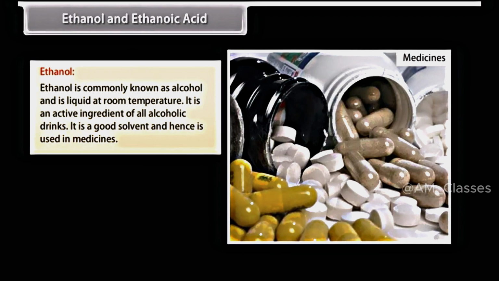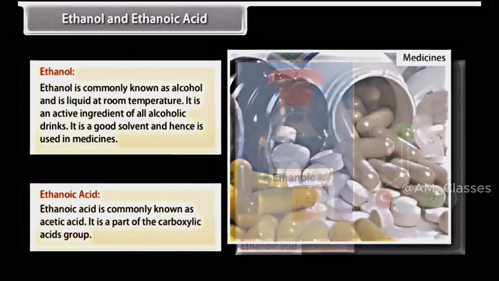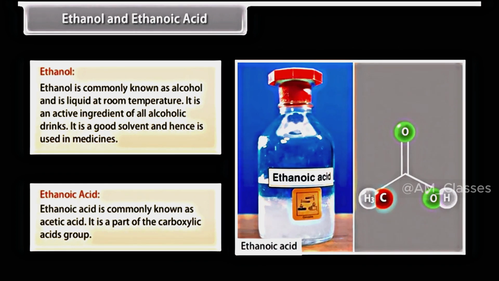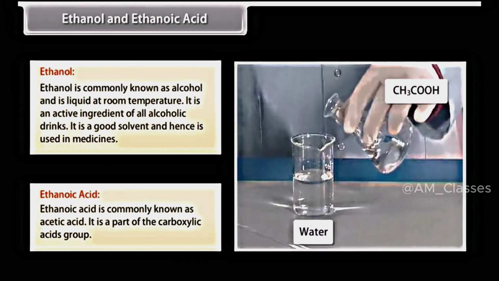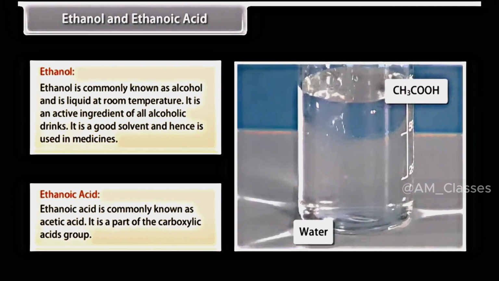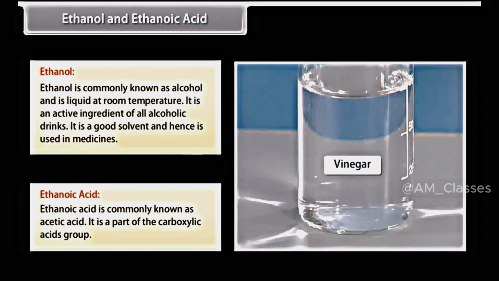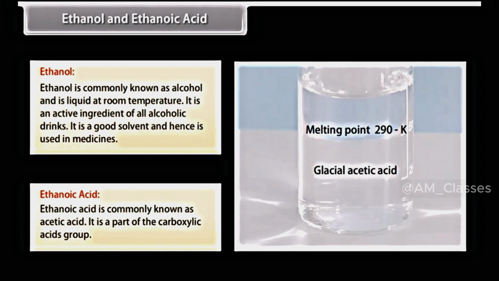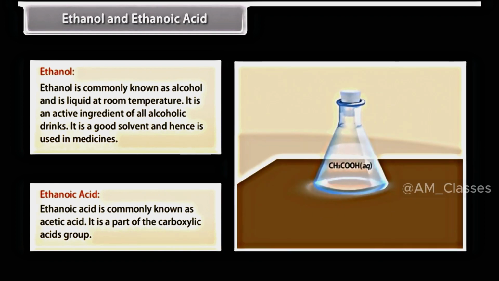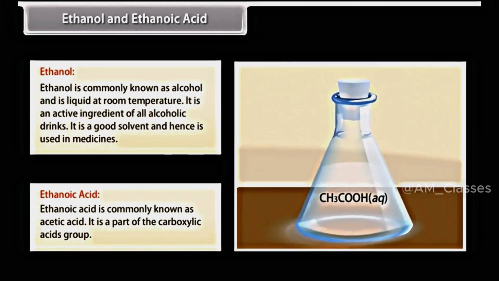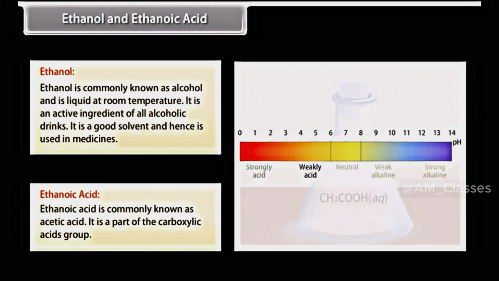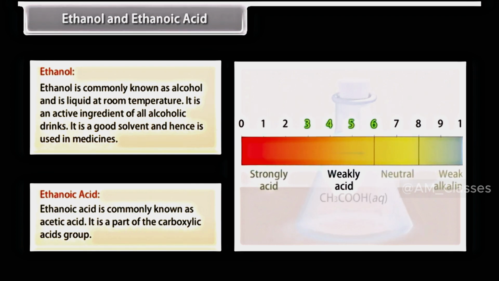Ethanoic acid. Ethanoic acid is commonly known as acetic acid. It is a part of the carboxylic acids group. When a 5 to 8% solution of acetic acid is mixed in water, it forms a substance called vinegar. The melting point of pure ethanoic acid is 290 Kelvin. Because of this property, it freezes during winter and hence is also known as glacial acetic acid. Carboxylic acids are characterized by special acidity. However, as carboxylic acids are not completely ionized, they are weak acids.